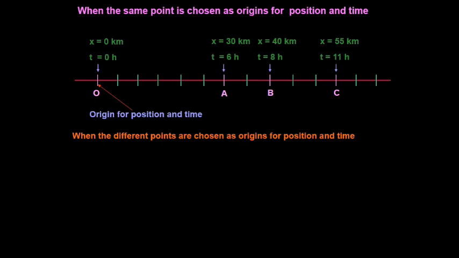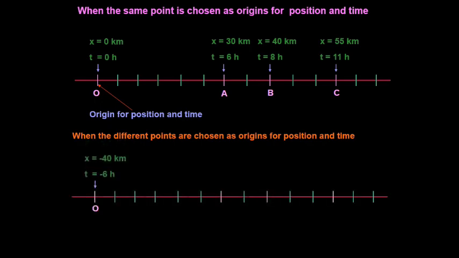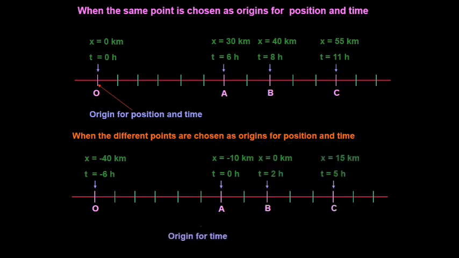When different points are chosen as origin for position and time, then what you will see is x equal to minus 40 kilometers, t equal to minus 6 hours, when you take A as the origin. Do you understand? So that way you can take different origins for position and time.